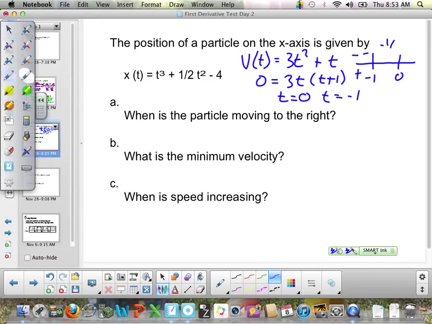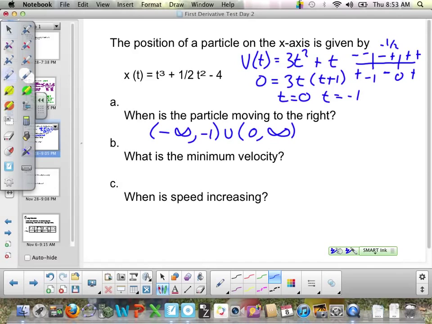If we stick in negative 1/2, we get negative, positive. So here it is moving left from negative 1 to 0. And from 0 to infinity, if we stick in 1,000,000, we have positive and positive, positive. So it is moving to the right on the interval negative infinity to negative 1 in union with the interval from 0 to infinity. Because velocity is positive.